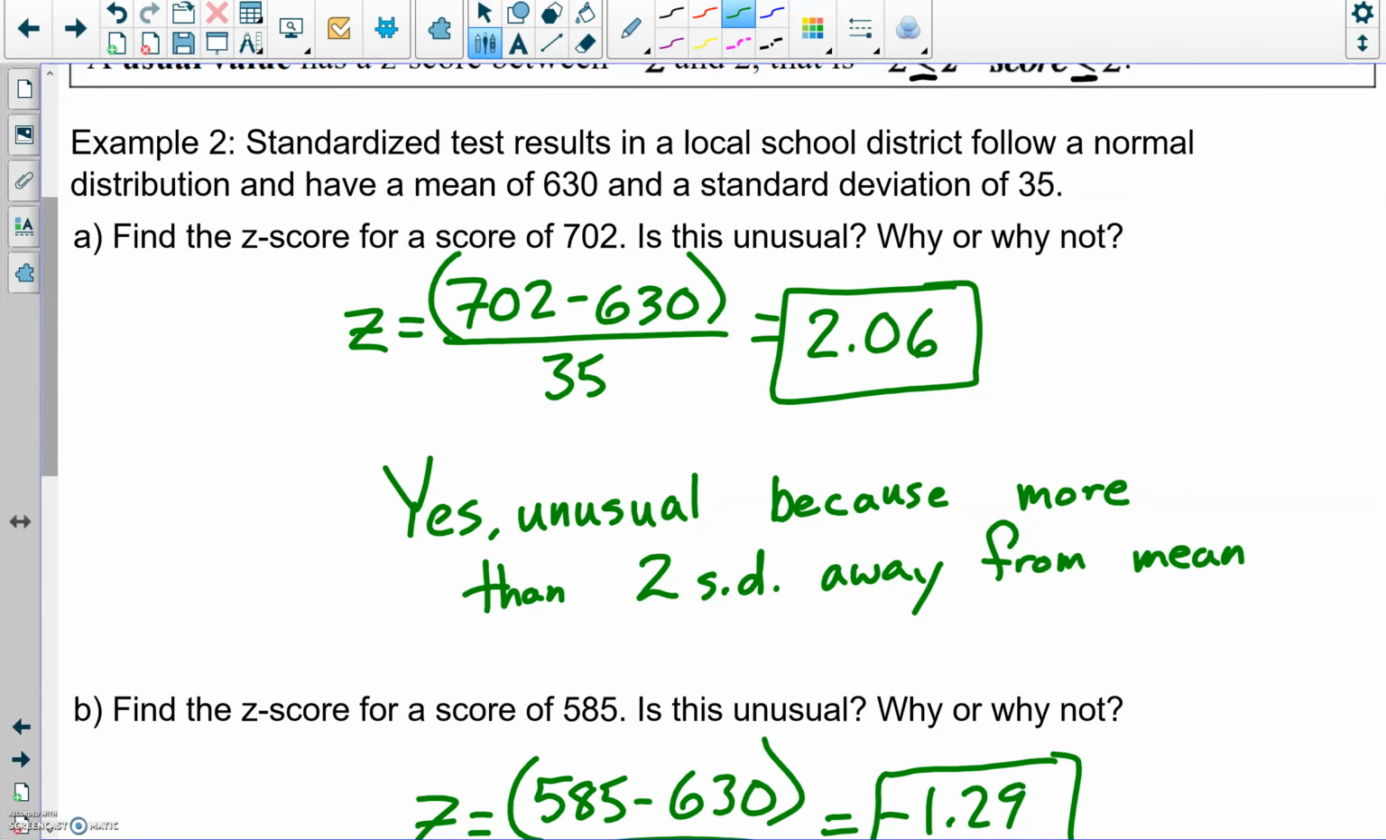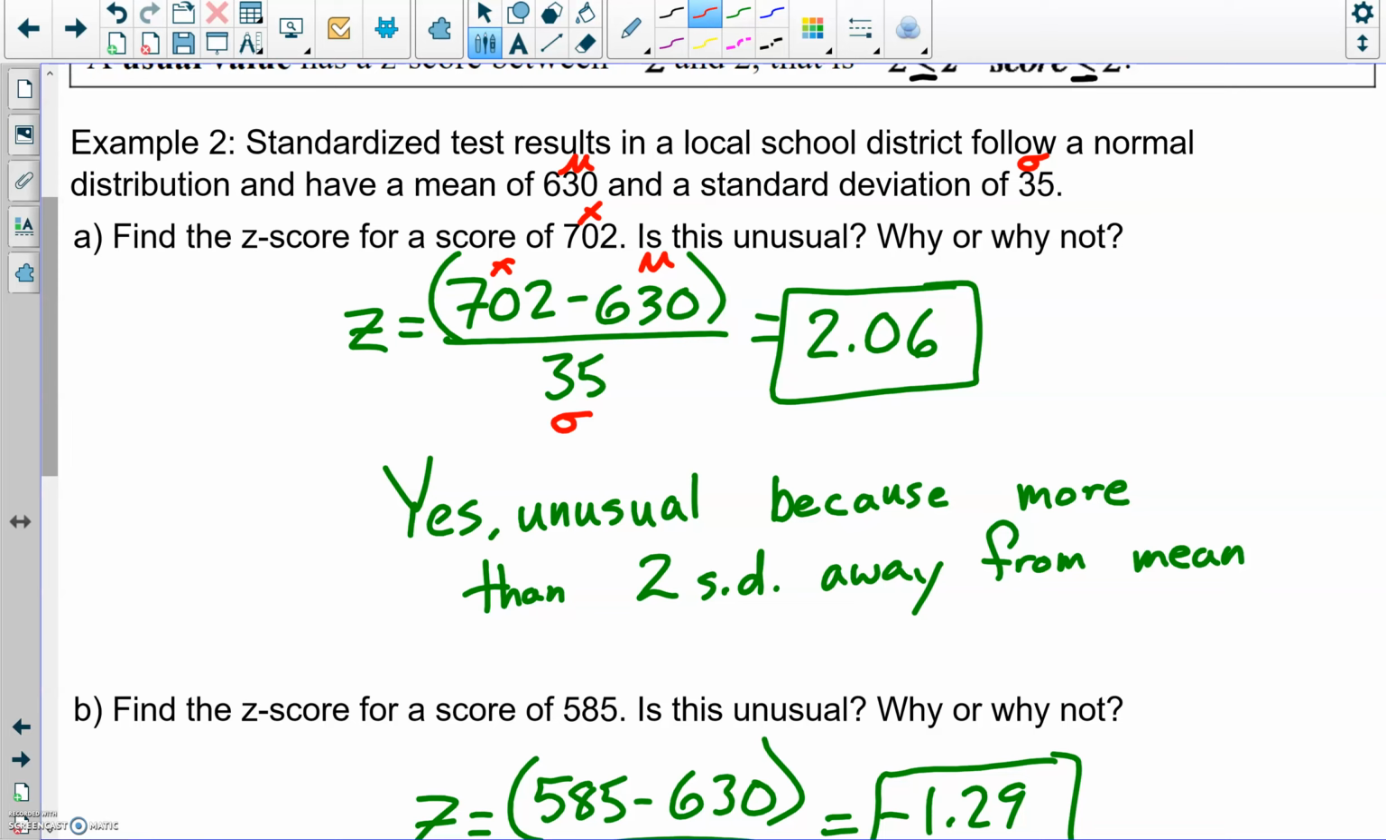Okay, so for part A, plugging in the given information, the z-score for a score of 702, that tells me this is the X. They gave me the mean, the mu up here, the sigma here for standard deviation, and it's always X minus mu over sigma for your z-score.